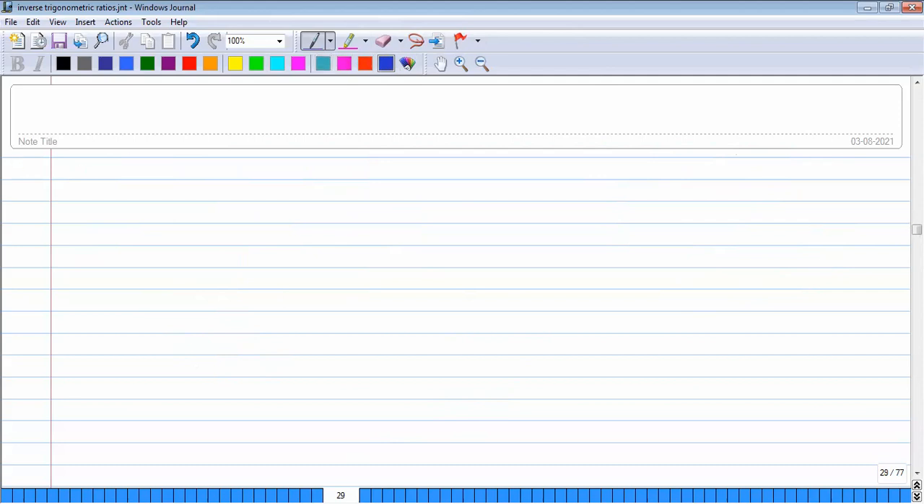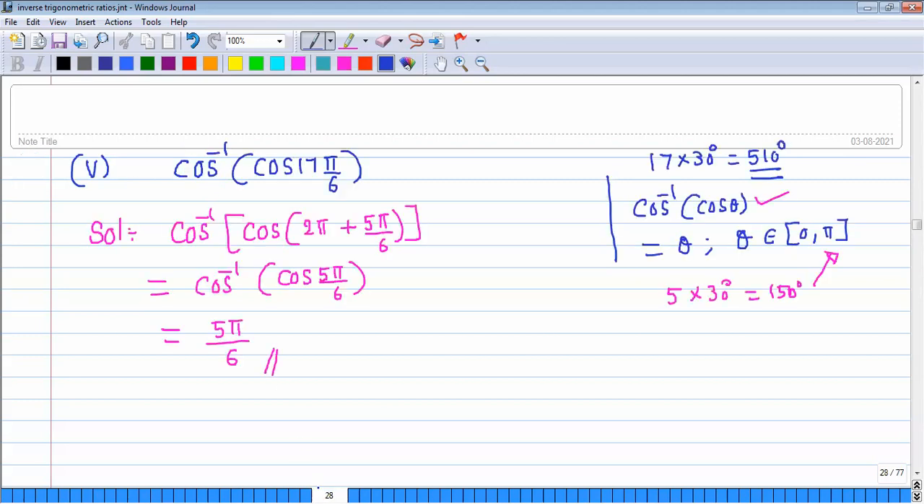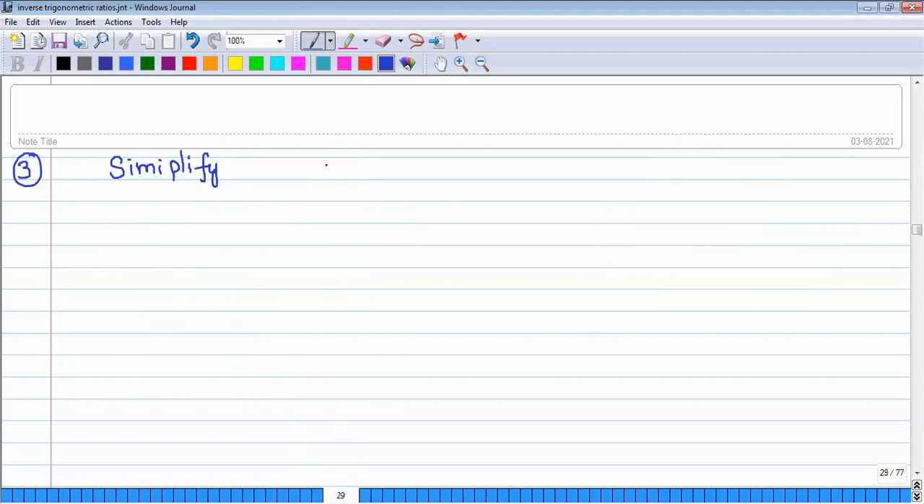Third problem. Simplify each of the following. Sir, once show before page. Completed, sir. Simplify the following.